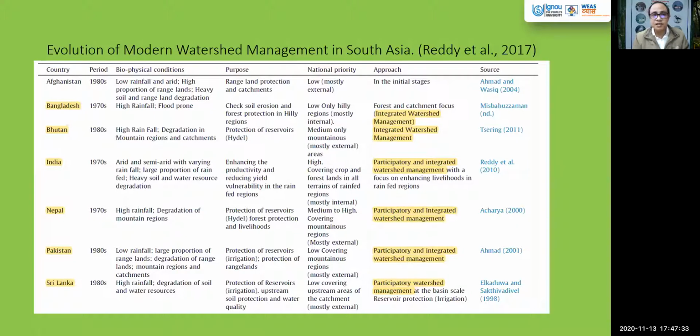In that time, the 1970s, in fact, we did not follow most of the integrated watershed management, but in some of the areas, it was fully followed, participated integrated watershed management with a focus on enhancing livelihood in rain-fed regions. But if you look into the others, then we did not follow. That was one of the regions where we did not have much success rate in the 70s.